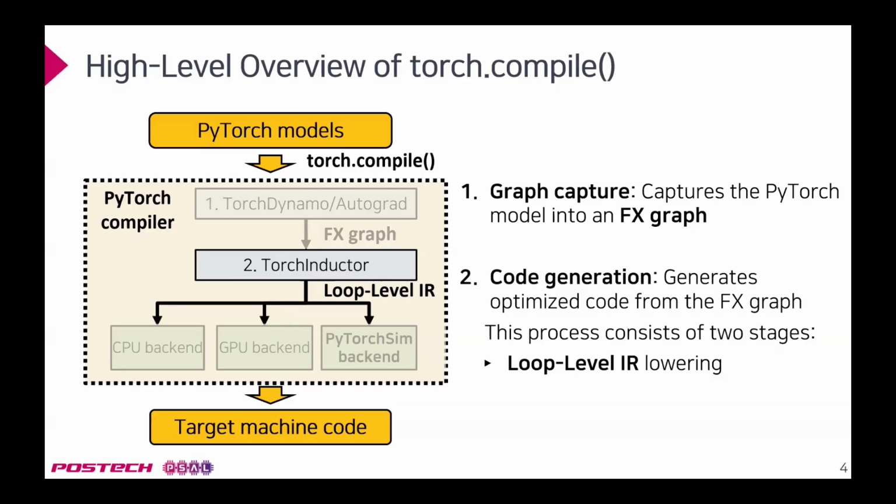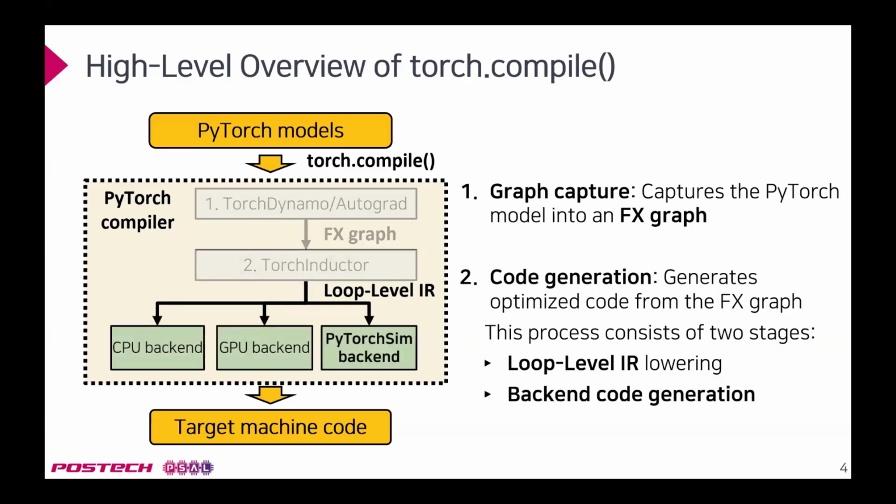And this is a two-stage process. The FX graph is first lowered to a loop level IR. And then the loop level IR is compiled into target machine code. For example, C++ for CPU, Triton for GPU, or MLIR for PyTorchSim.